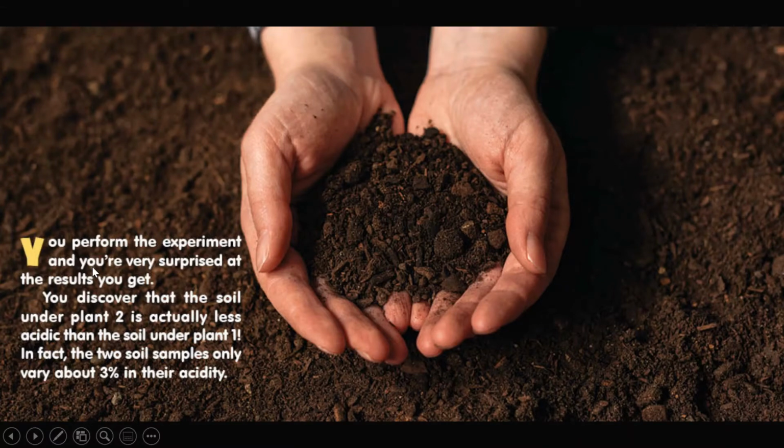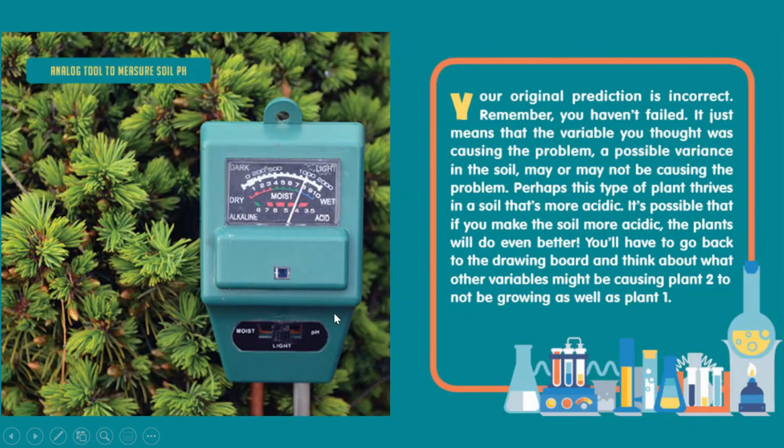You perform the experiment and you're very surprised by the results you get. You discover that the soil under plant 2 is actually less acidic than the soil under plant 1. In fact, the 2 soil samples only vary about 3% in their acidity. Your analog tool to measure soil pH. Your original prediction is incorrect.